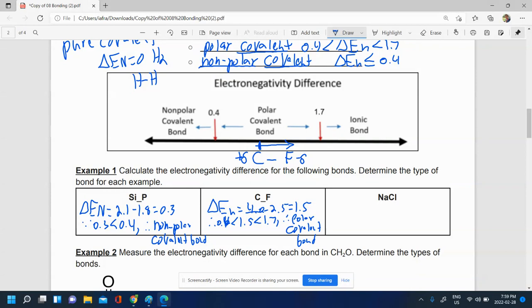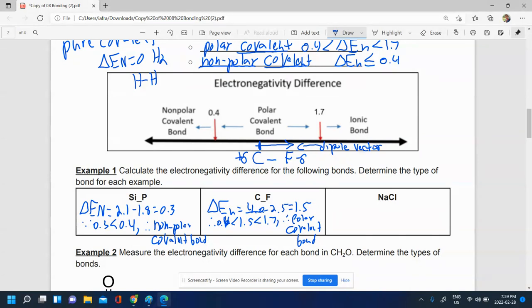And so this here is called a dipole vector. And it just indicates where the electron density distribution is based on the electronegativity values of the atoms you're dealing with.